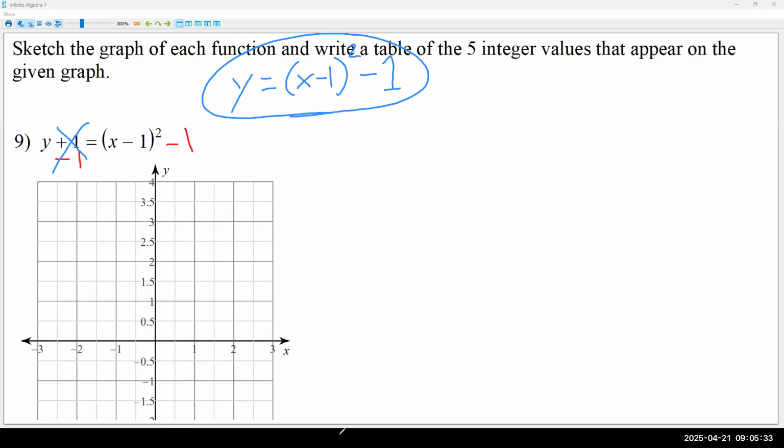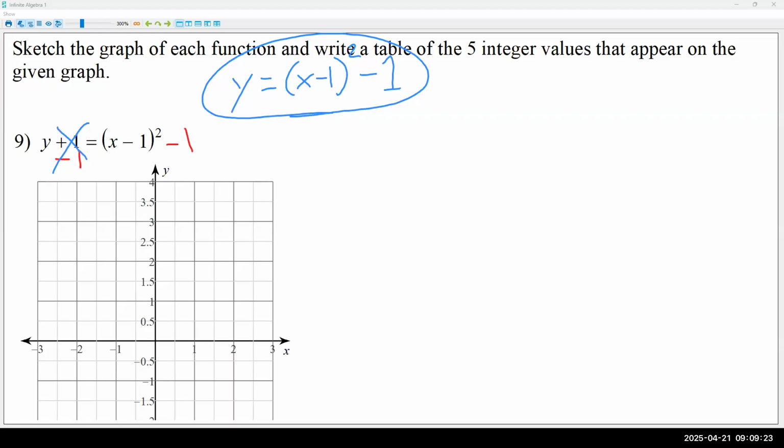So go ahead and see if you can type that blue one into Desmos, get a table, and graph it on your paper. It's still loaded. Yep. We got the exponent.